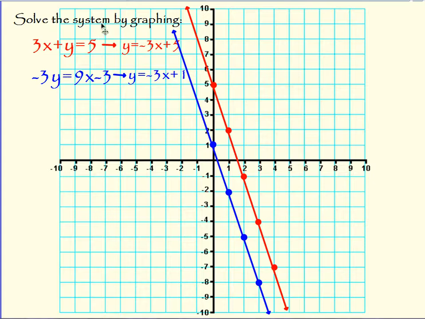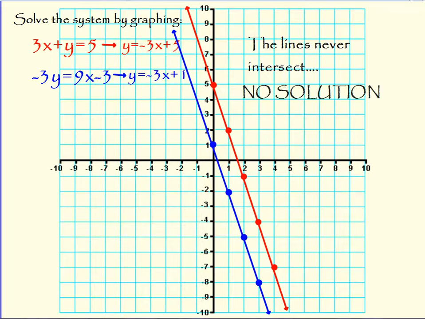Remember, the solution to a system is the point or points where the two lines meet. Do these lines ever meet? Not if they're parallel. Any equations or any lines where the slope is exactly the same will be parallel, so these lines never intersect. Hence, we have no solution. And on your paper, when you're asked for an answer, you write no solution.